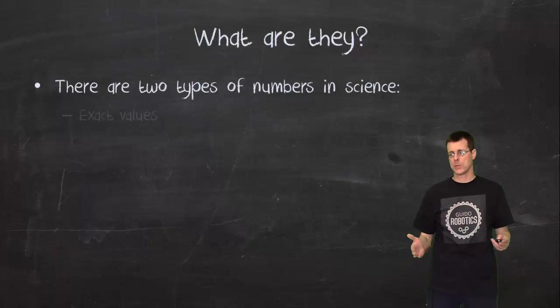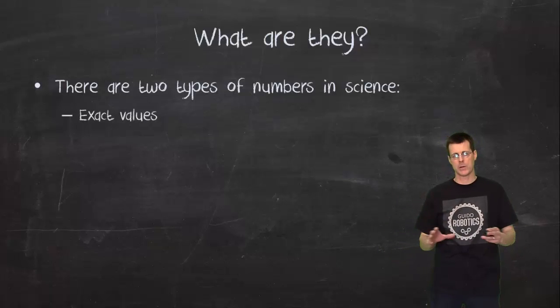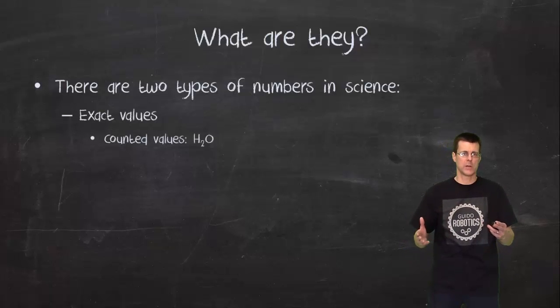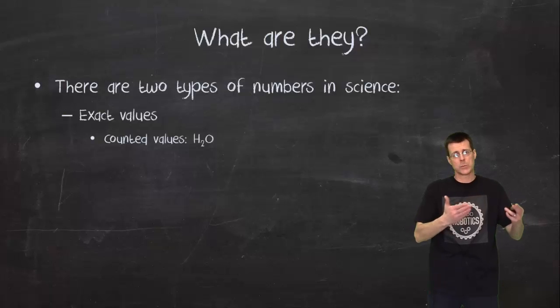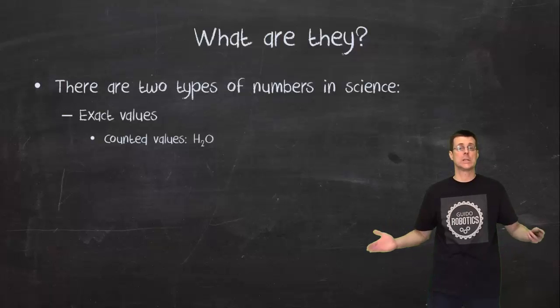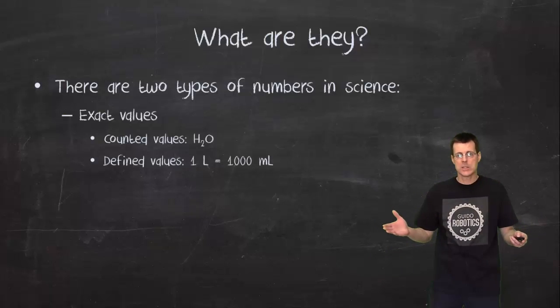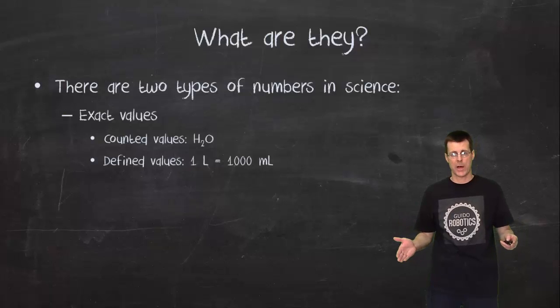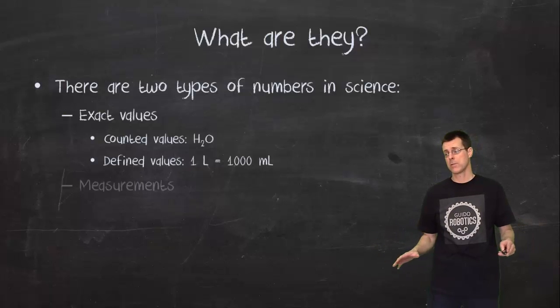So there's two kinds of numbers. There are things that are known to be exact values. And when we're talking in chemistry, exact values are going to be counted values. So if we're talking about a chemical formula, for example, we understand that there are 2 atoms of hydrogen for every 1 atom of oxygen in a molecule of water. So we don't have to worry about inexactness in that. There's also certain defined values. So 1 liter is defined to be exactly 1,000 milliliters. So we don't have to worry about any kind of inexactness there.